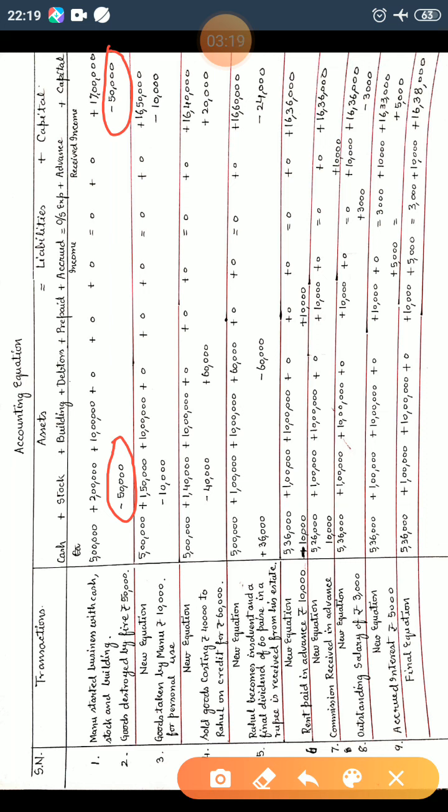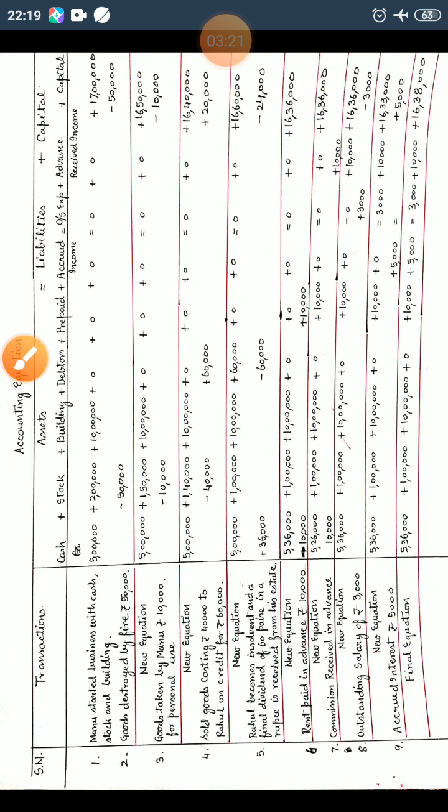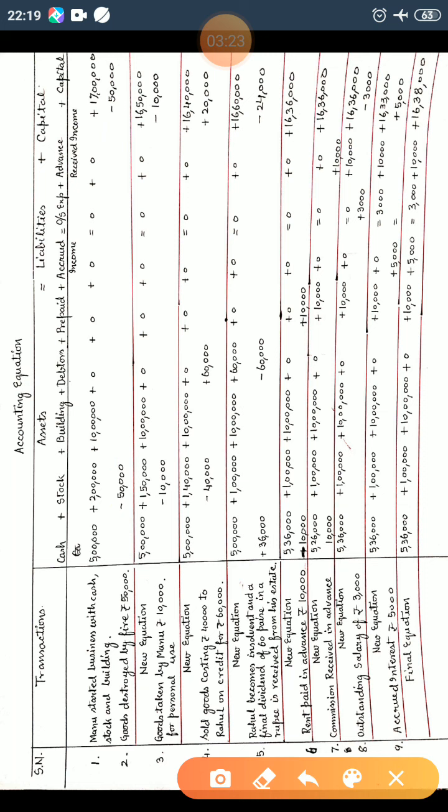Right. Now the new equation is: cash 5 lakh, stock becomes 1,50,000 after deduction of 50,000, building 10 lakh, debtors 0, prepaid 0, accrued income 0, outstanding 0, advance received income 0, and capital becomes 16,50,000.